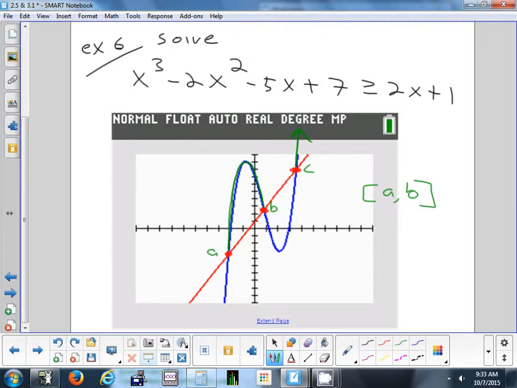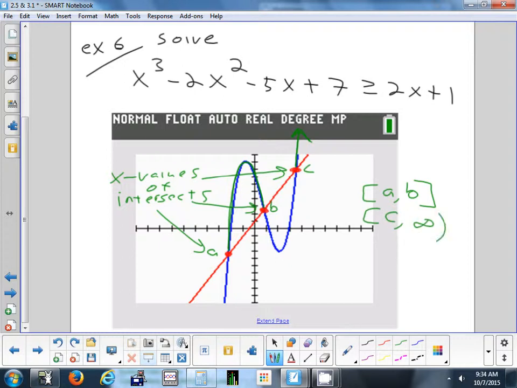Remember, these would be the x values of the intersects. So between A and B. And where else is the blue above the red? From C on. From C on forever. So just find all the intersects. Look at the x values. That's what A, B, and C are. All right, so for more complicated graphs, you just do it that way. Any questions on that one?